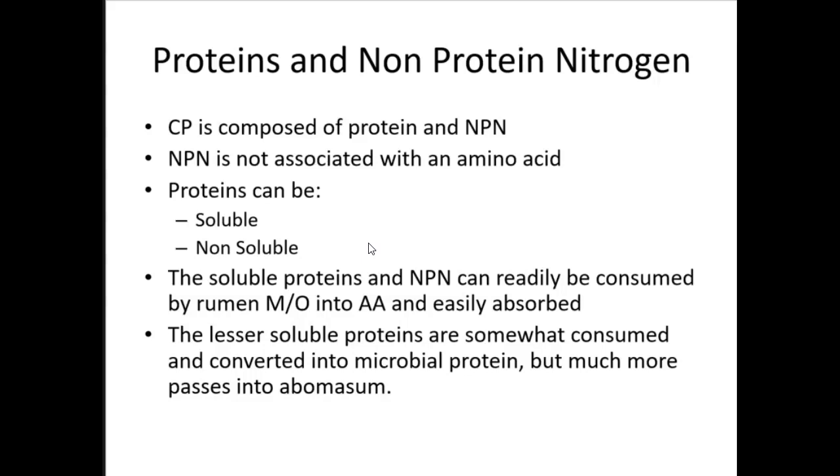So those soluble proteins and non-protein nitrogen can readily be consumed by the rumen microorganisms, and they get shifted into amino acids, and those are easily absorbed. Everything's cool. The lesser soluble proteins are somewhat consumed and converted into microbial protein. Most of it goes on into the abomasum. And at that point, the protein digestion is almost entirely the same as it would be in a human body or a hog, something like that. Okay.